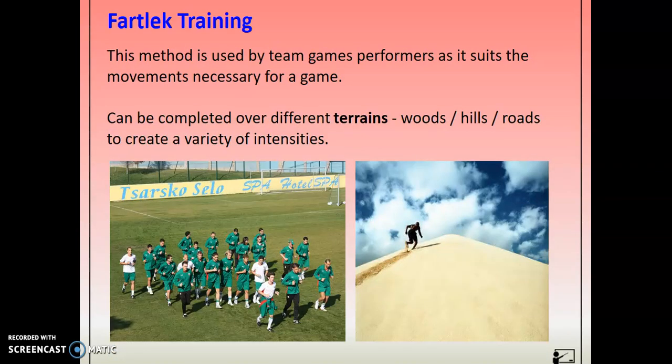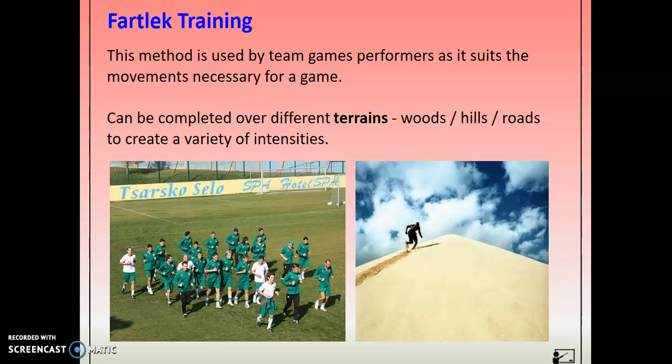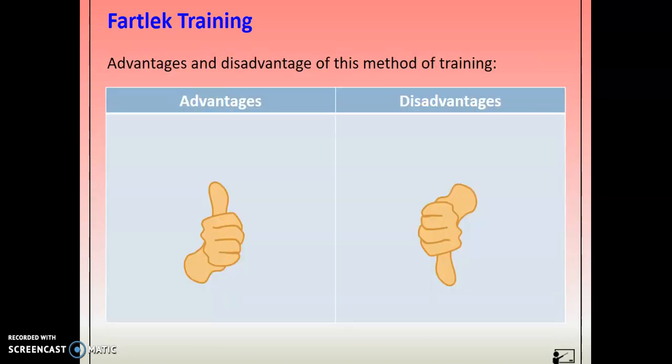Now you can also vary the terrain that you run on. So this type of fartlek adaptation is good for a games player because they're constantly changing speed within the game. Whereas this type of training would be really good for example for cross-country runners because it's done over different terrain. So running in woods, hills, roads, up and down hill. By changing the surface that you're running on, you are changing the intensity again. And that's similar to if you were running a cross-country route.